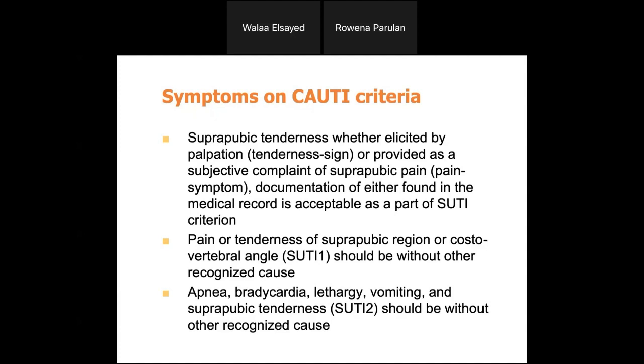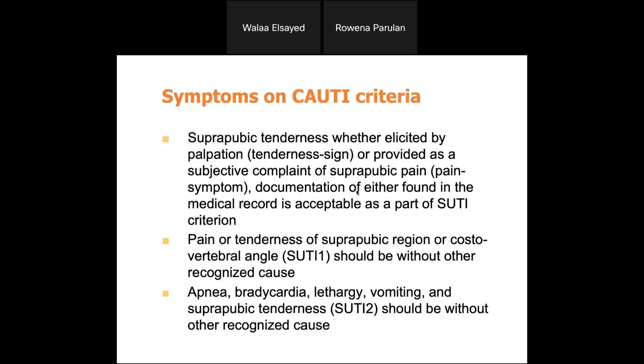Pain or tenderness of the suprapubic region or costovertebral angles should be without other recognized cause. This is very clear: the patient should not have any obvious reason for the suprapubic pain or the costovertebral angle pain. We should include this inside our CAUTI criteria if there is no other clear indication.